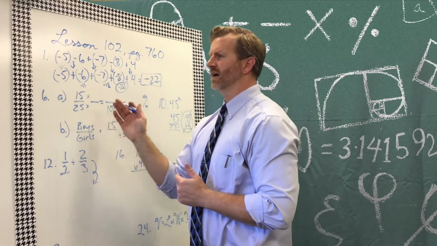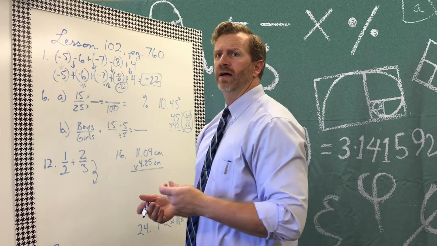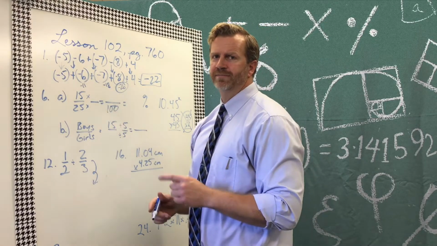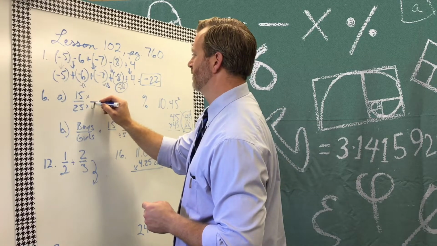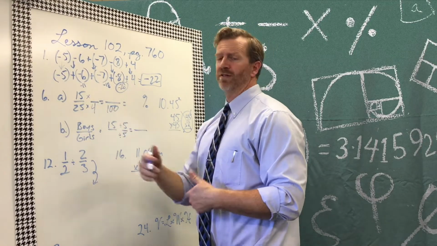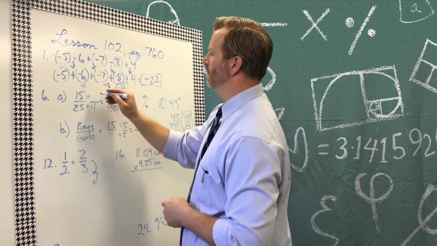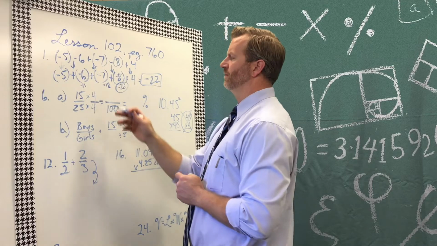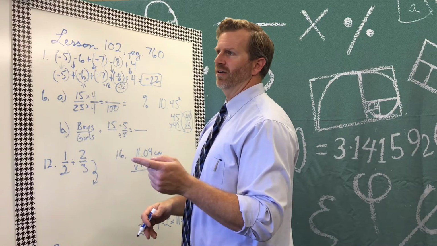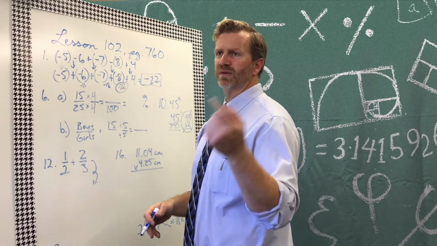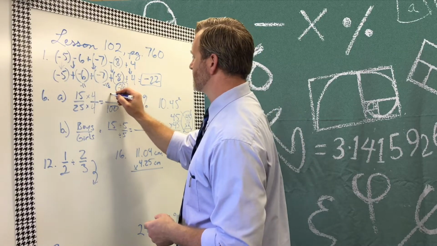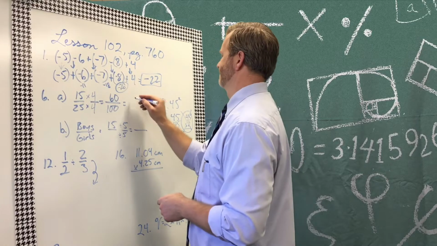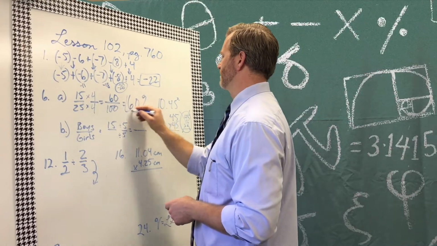Now 25 times what gives me 100? Help me out there, Allie. Allie, 25 times what is 100? Nice, 4. So I multiplied by 4 on the bottom, that means I have to do it on the top. What is 15 times 4, Allie? Help me out. 4 times 5, okay, carry the 2, 4 times 1, plus the 2. Nice, exactly, it's going to be 60. So 60 over 100 is what percent, Allie? Nice, 60%.